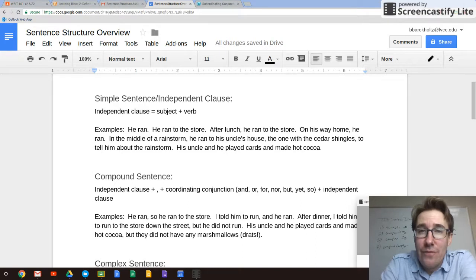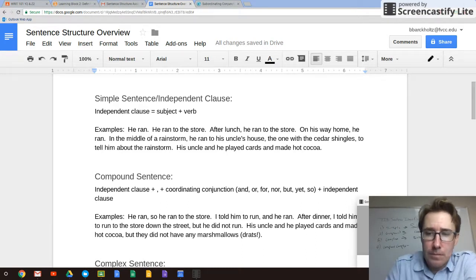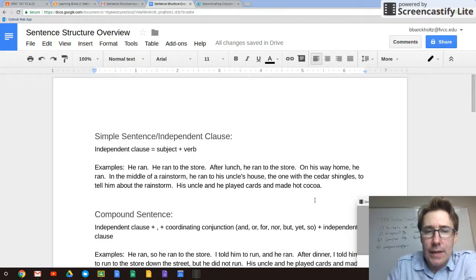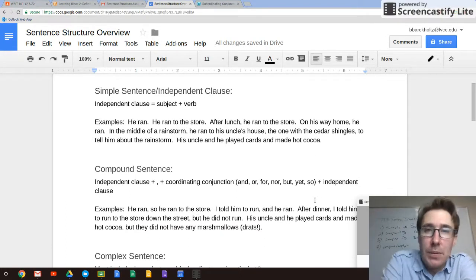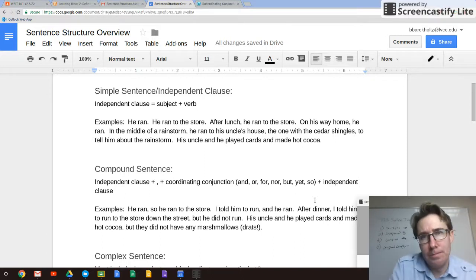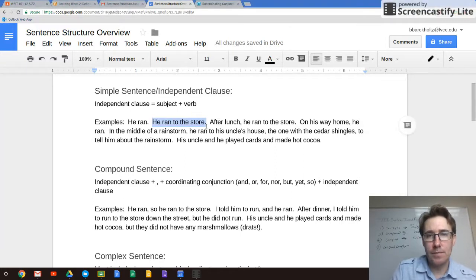For the most part, we have 4 different types of structure. So here is a sample of the 4 different types. The first is a simple sentence or an independent clause. It's basically a subject and a verb. So here's some examples. He ran, or he ran to the store.